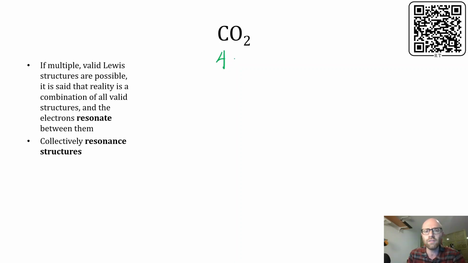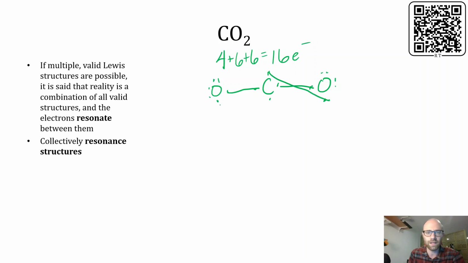There are 4 valence electrons on the carbon. There's 6 for each oxygen. That's a total of 16 electrons for our system. I'm going to quickly draw our carbon and our oxygen. And then we're going to start off just as we usually do, making single bonds, making double bonds as we need to, and then cleaning it up.